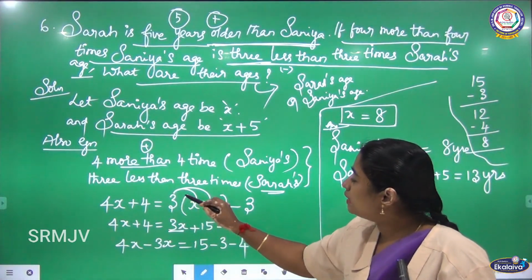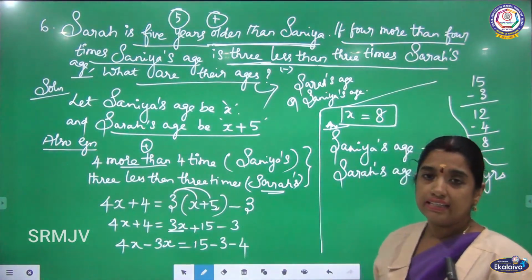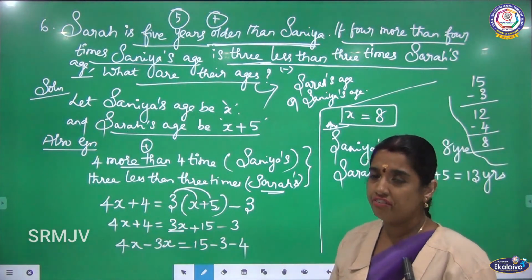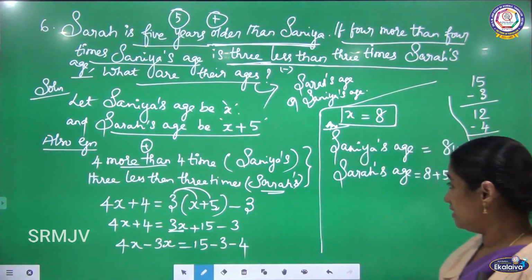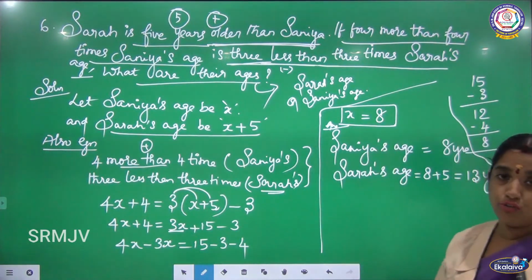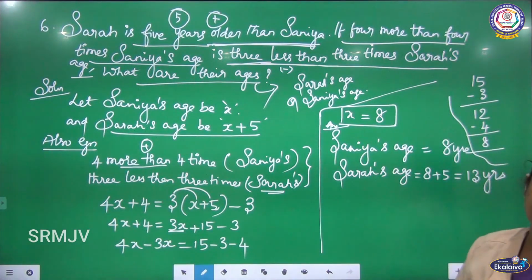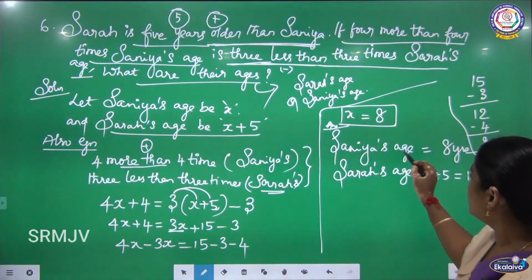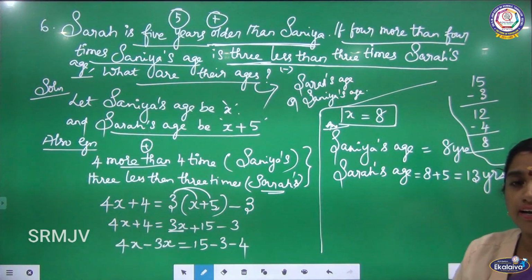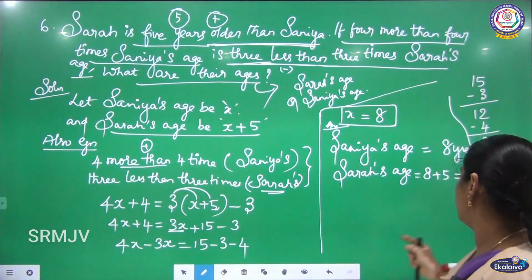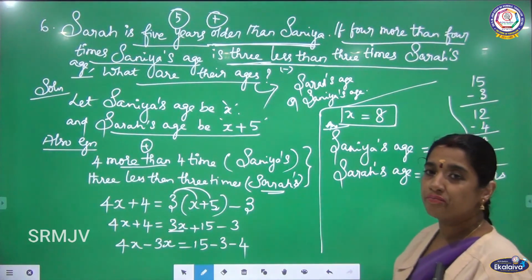Now multiply this 3 with this: 3 into x is 3x, plus 3 into 5, which is 15. After simplifying this, I get the value of x as 8. So now I can write the answer. If Sania's age is 8 years, then Sarah's age is plus 5. So 8 plus 5 is what? 13 years. Can you clear this, children?